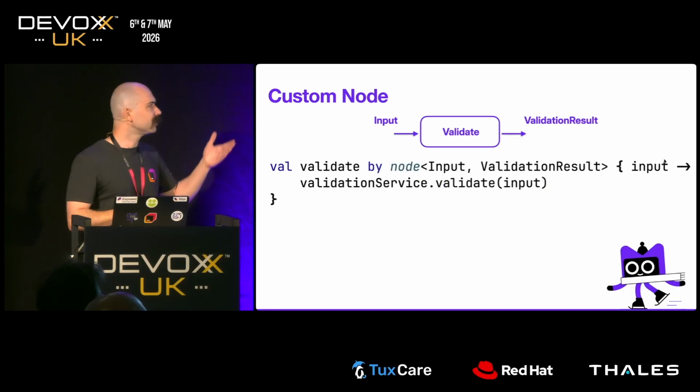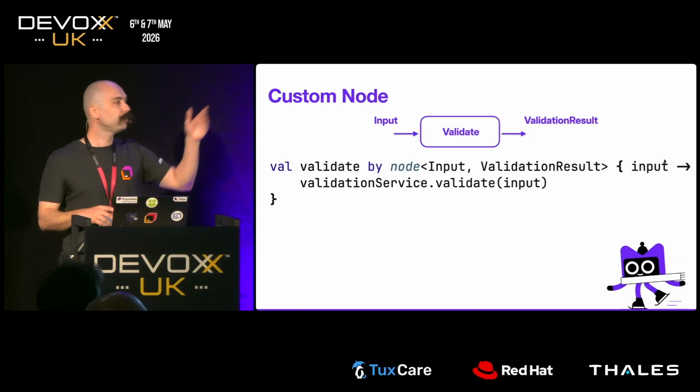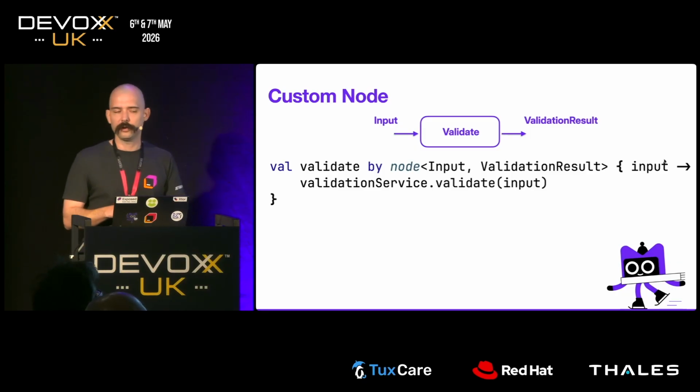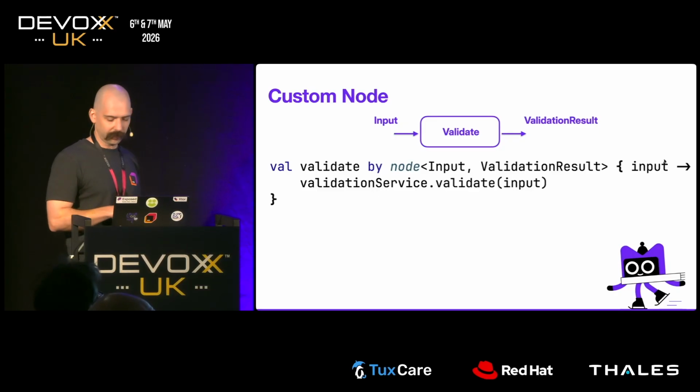In Kotlin, again, this looks very, very similar. So you create a node with the input and output type, and then you do your logic inside. And again, there is no context value here because the context is implicitly available in the DSL.